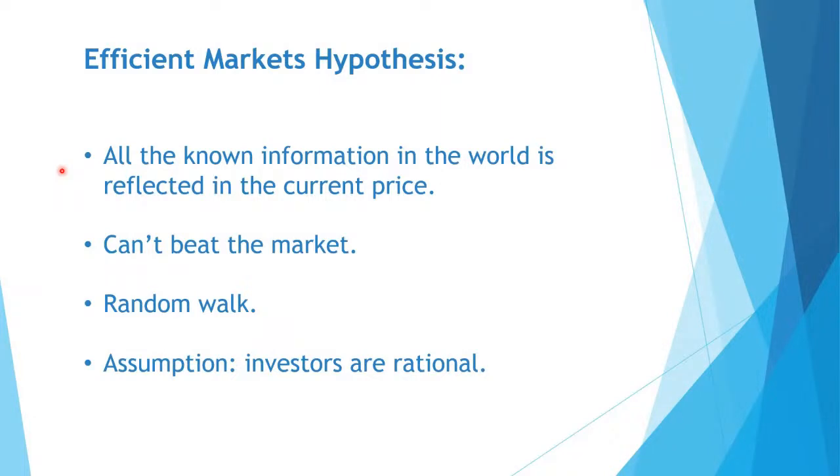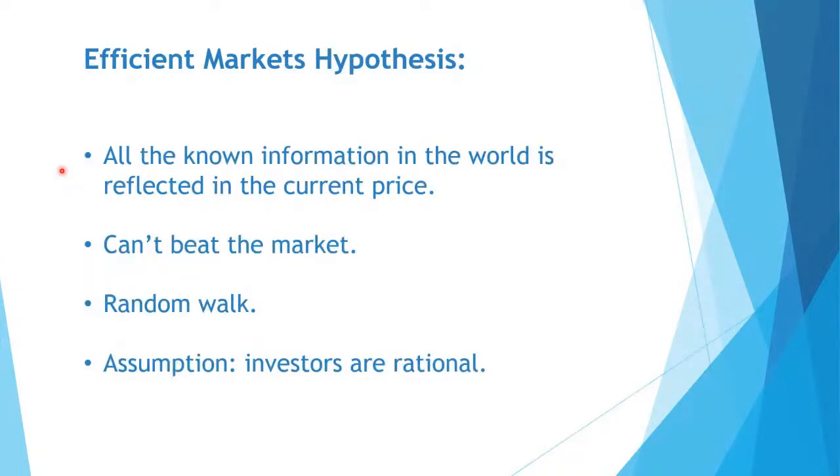Now, there are three arguments or three forms of the theory. You don't need to know the detail of that, but the weakest form is called random walk. And random walk basically states that because all the information is baked into price at the moment, you can't forecast the future, and price will typically go forward in a random way. Okay. So that's very, very important.